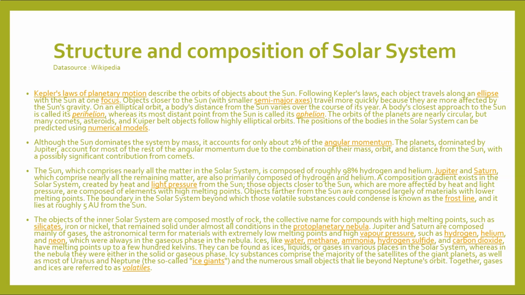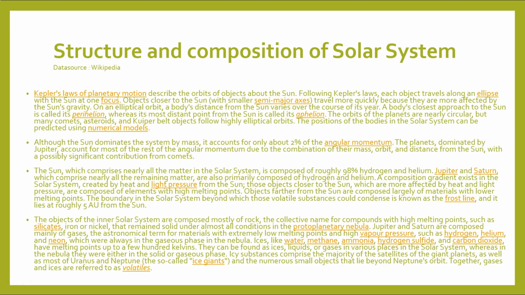The Sun, which comprises nearly all the matter in the solar system, is composed of roughly 98% hydrogen and helium, and Jupiter and Saturn, which comprise nearly all the remaining matter, are also primarily composed of hydrogen and helium. A composition gradient exists in the solar system, created by the heat and light pressure from the sun. Objects closer to the sun, which are affected by heat and light pressure, are composed of elements with high melting points. Objects farther from the sun are composed largely of materials with lower melting points.